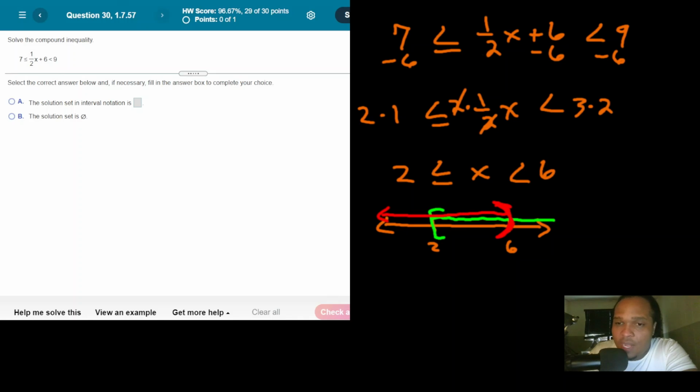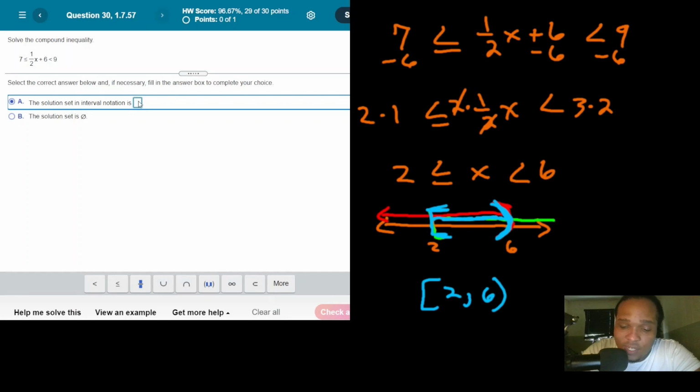Where do the 2 meet? The 2 meet right up in here from positive 2 all the way to 6. Let's put the appropriate symbols. This is 2 to 6. And we are done. And it looks like this is the last question of this section.